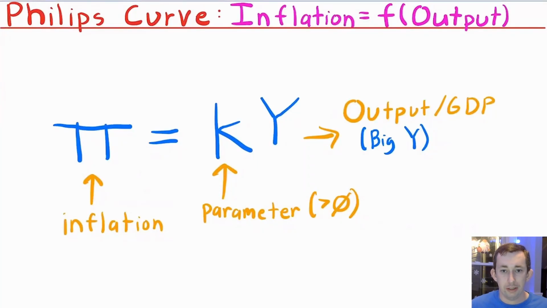Today we're talking about the Phillips curve, and the Phillips curve just relates GDP or output to inflation. So in this very simple example, I have pi, which stands for inflation rather than profit. I've got some parameter k that's greater than 0, and I've got Y, which is the output or GDP. Notice this is big Y, so this is actual output. You'll see why that matters in a second.